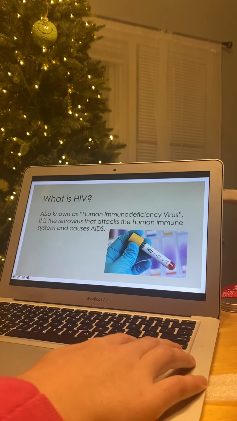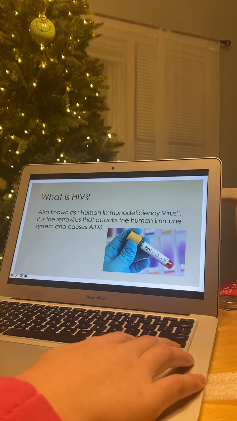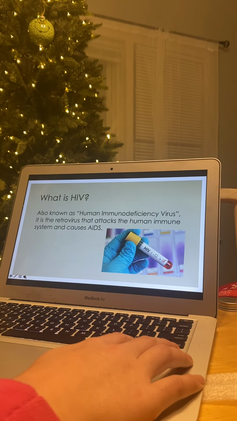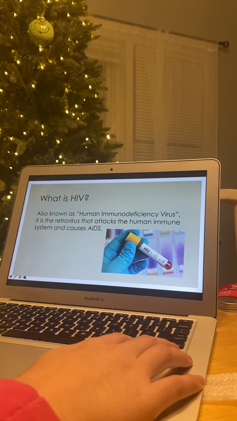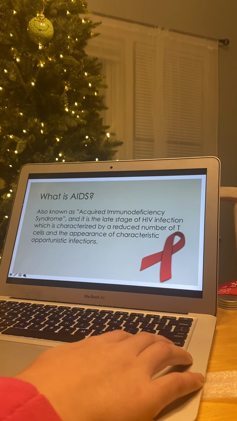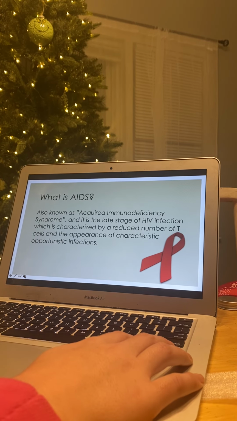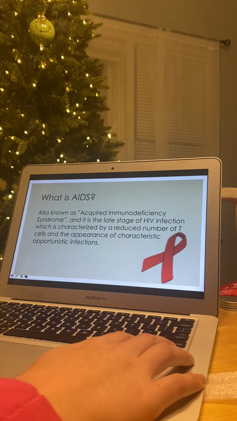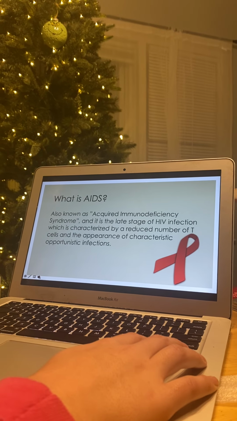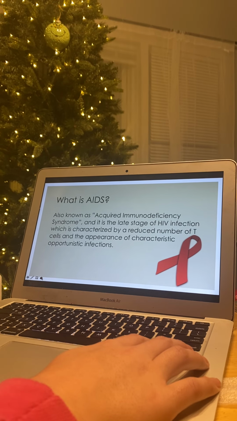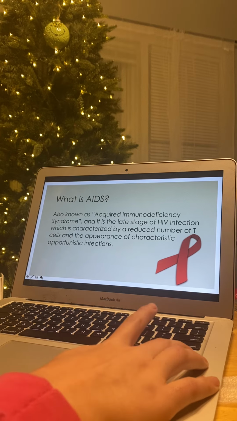What is HIV? Also known as human immunodeficiency virus, it is the retrovirus that attacks the human immune system and causes AIDS. What is AIDS? Also known as acquired immune deficiency syndrome, it is the late stage of HIV infection, which is characterized by a reduced number of T cells and the appearance of characteristic opportunistic infections.